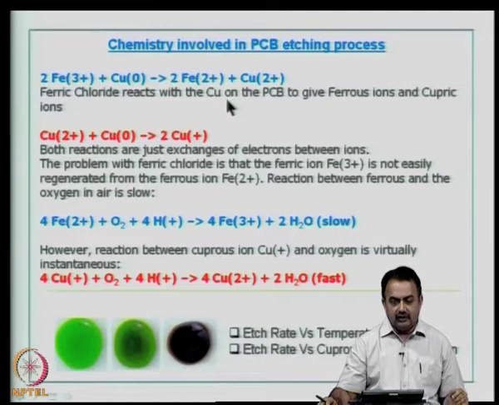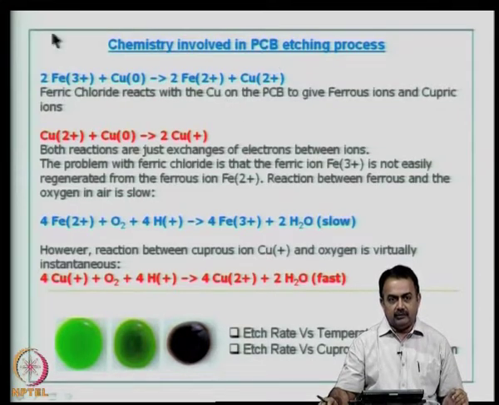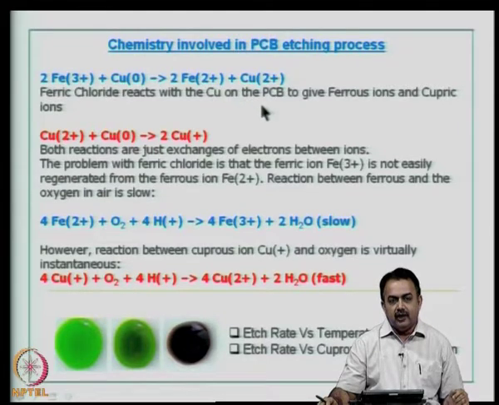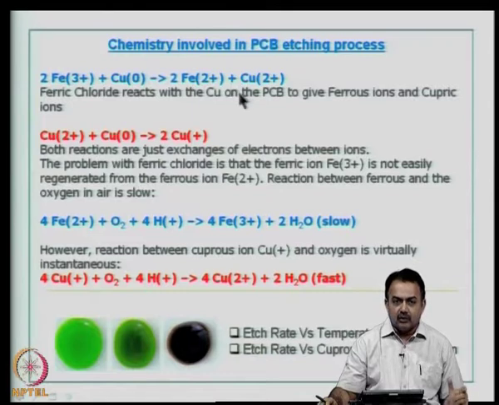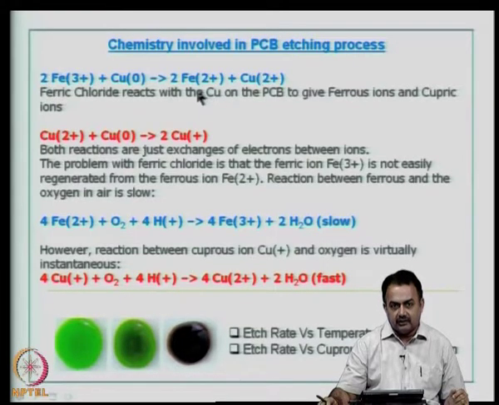So, regeneration is required in this typical case. What you do is you add a regenerant chemical, which is basically a source of oxygen, let us say hydrogen peroxide, to convert the Fe2+ to Fe3+, so that the reaction can progress further to react with copper on the PCB and then produce the required rate of etching.